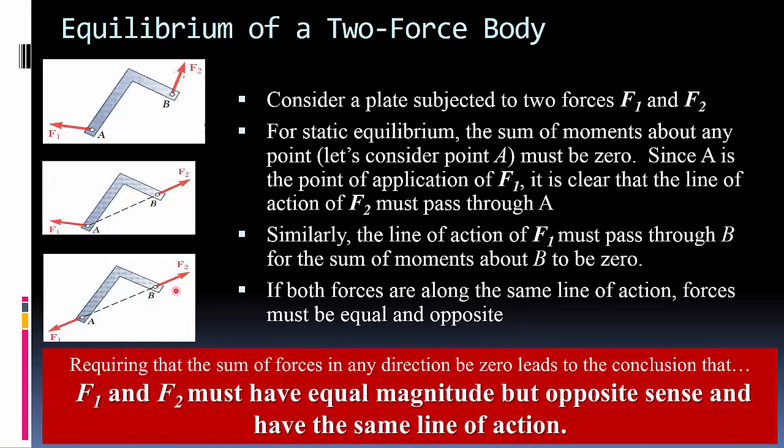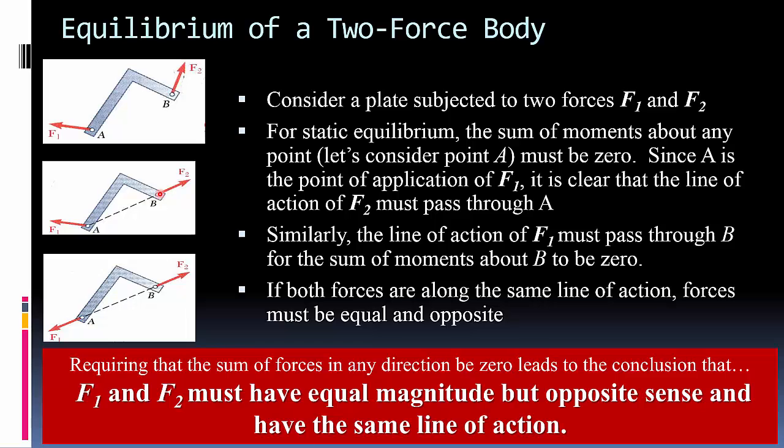So what is the upshot of all that? For a two-force body, F1 and F2 must have equal magnitude but opposite sense, and they must lie on the same line of action. This is going to come up a lot. It's going to come up a little bit more when we start doing trusses and frames, but this is huge. If you only have two forces acting on a body, regardless of the shape of the body, regardless of what it looks like, then you know the direction. You know that they must be equal and opposite in sense, and you know that they must lie along the same line of action.